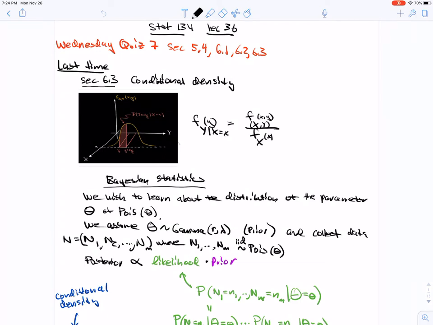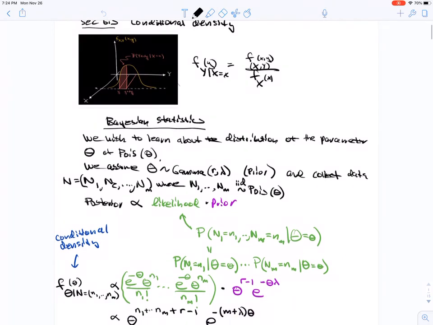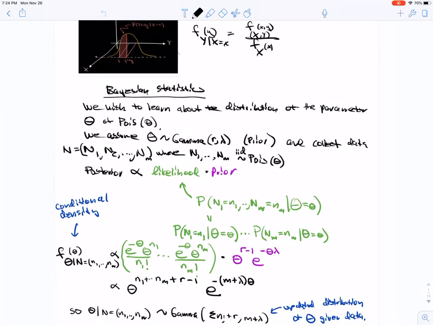So let's suppose that theta is given the distribution of gamma r lambda in the prior, and we collect data N1 to Nm, which are IID Poisson theta, and we wish to identify what the posterior is going to be. Remember that gamma and Poisson are conjugate pairs, so we shouldn't be surprised that the posterior will be the same distribution as the prior, which is gamma.